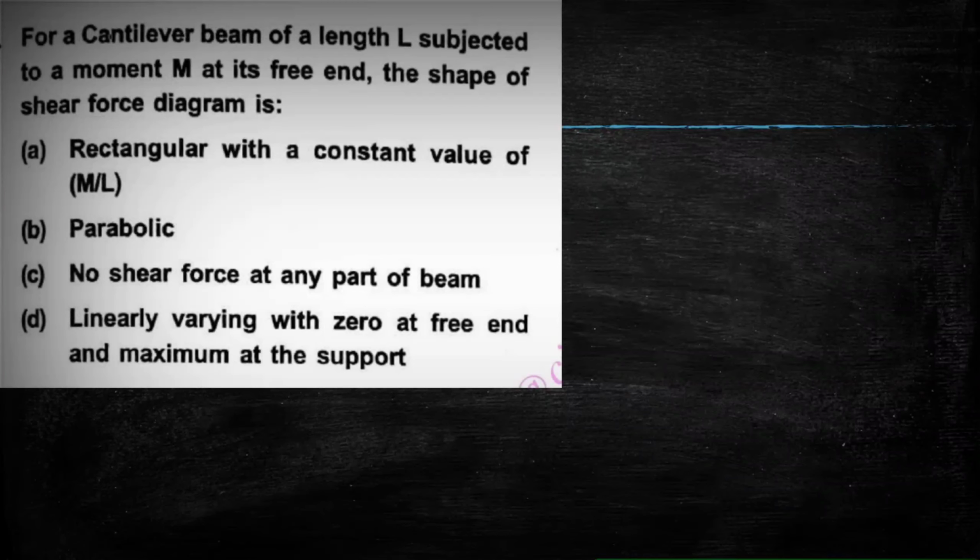Moving to the next question we have, for a cantilever beam of length L subjected to a moment M at its free end, the shape of the shear force diagram is, so we have a cantilever beam of length L subjected to a moment M at the free end. Okay, the shape of the shear force diagram is a rectangle with a constant value of M by L, parabolic, no shear force at any part of the beam, or linearly varying with 0 at the free end and maximum at the support. So the correct answer is no shear force at any part of the beam.